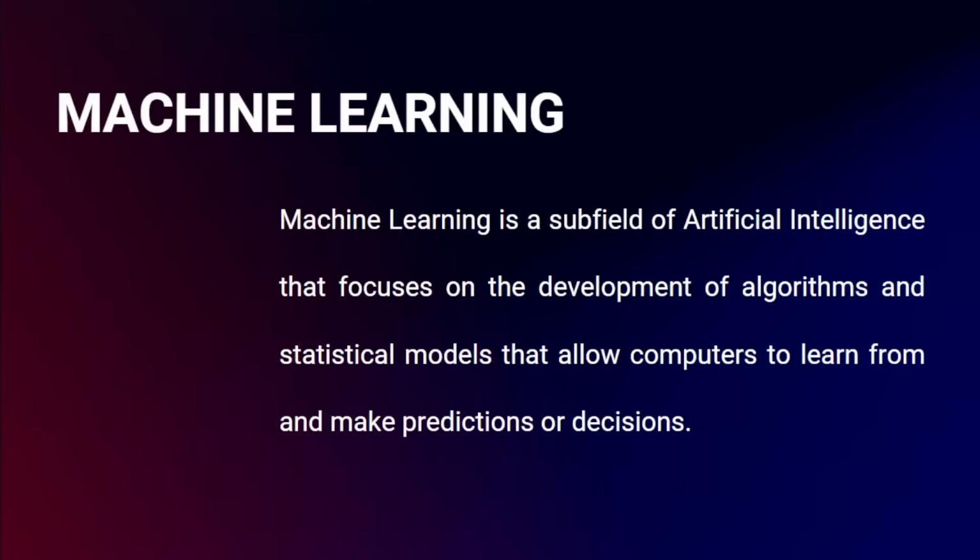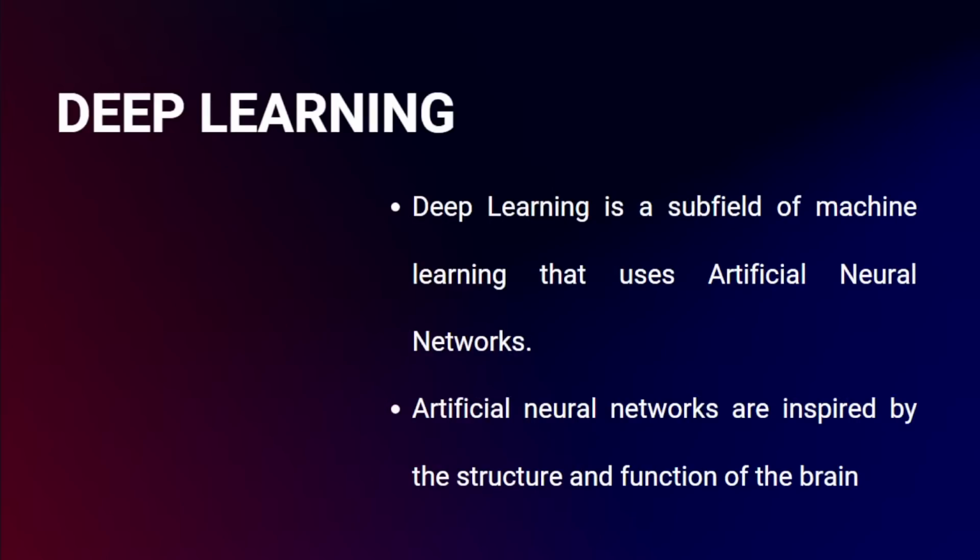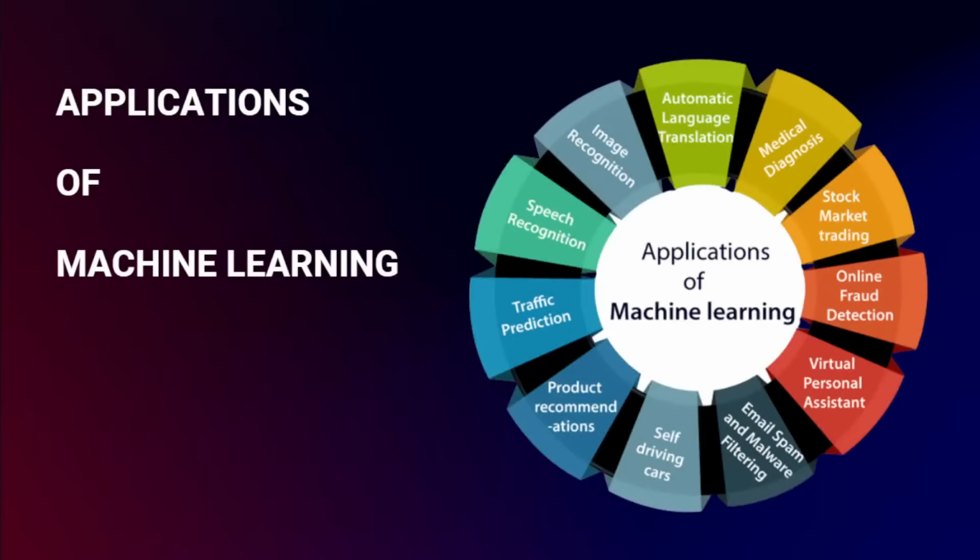And machine learning is a subfield of artificial intelligence that focuses on the development of algorithms and statistical models that allow the computer to learn from data and make predictions or decisions. And deep learning is a subset. We'll be seeing deep learning for 2 days and a project, and it's about creating neural networks inspired from the human brain. And there are many applications of machine learning, guys. It's one of the interesting fields.